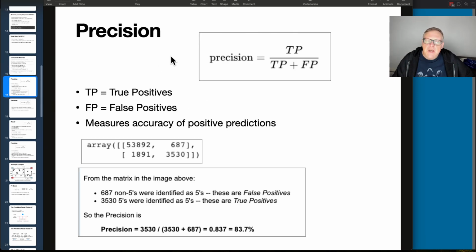So one thing you might want is precision. Precision is, out of all the positive predictions, how many of them did you actually correctly identify? True positives over true positives plus false positives. This is the ones you called 5s that were 5s, and this is the ones you called 5s that were not 5s. And that's 83.7%. That's one possible measure. They call that precision.